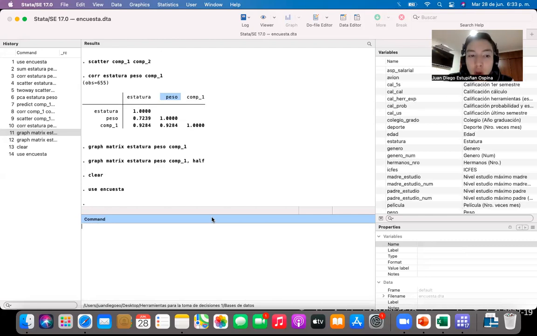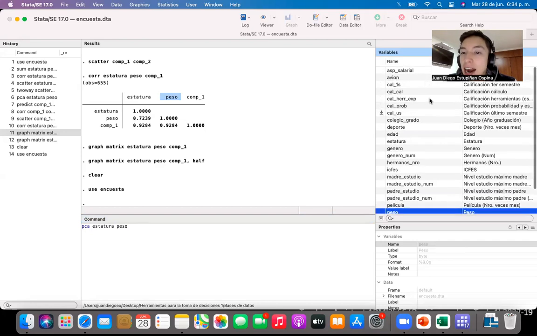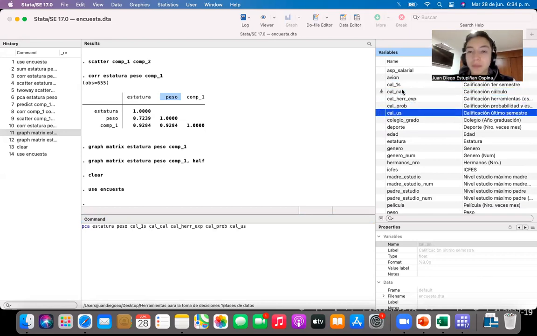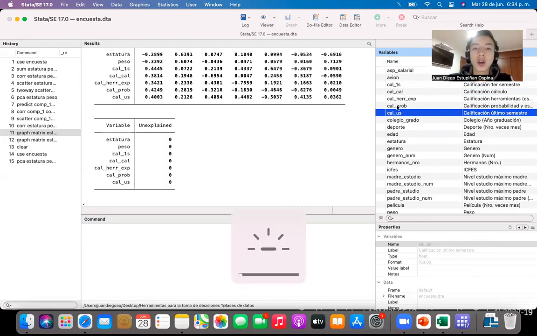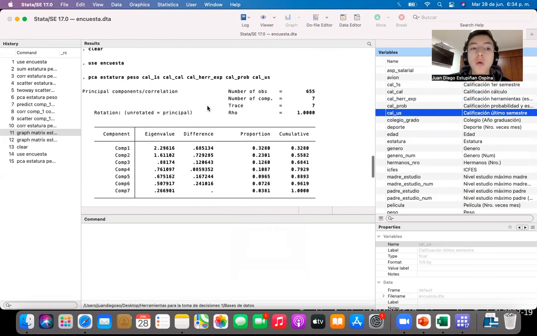So I'm going to use again the dataset encuesta, and the PCA I'm going to apply to estatura, peso, and all the variables that are related with grades, which are this one. Okay. So here we are using 7 variables. So Stata is creating 7 components.